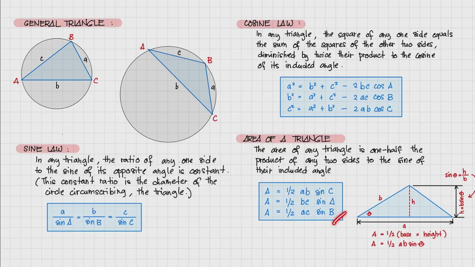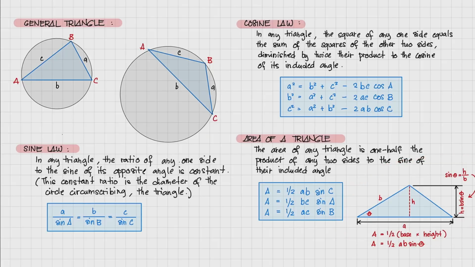And similarly for this one, if we're going to use side A and C, our included angle would be B, so it would be equal to 1/2 times A times C times sine B. So, saan nanggaling yung principle na yun? It came from this principle.